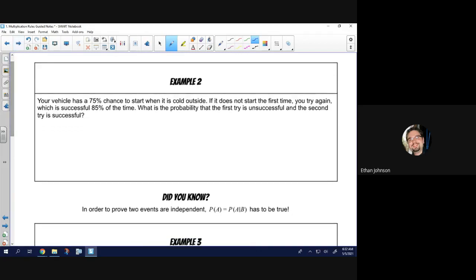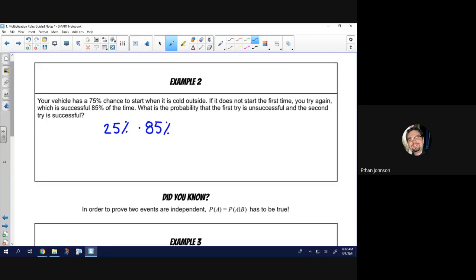It says your vehicle has a 75% chance to start. We don't want it to start, so if it has a 75% chance to start, the complement would be 25% to not start. So 25% times, and we want it to start the second time, so times 85%. Multiplying, we get, well, it's hard to multiply percents.